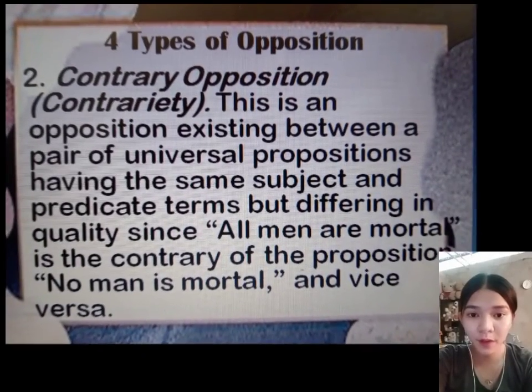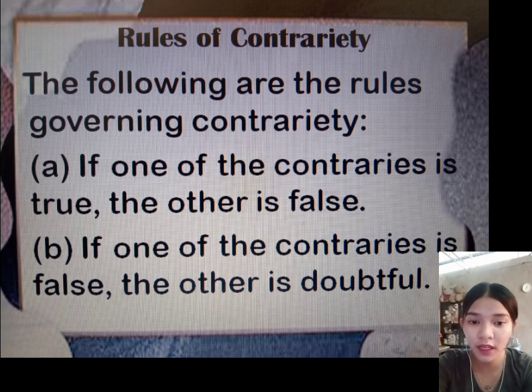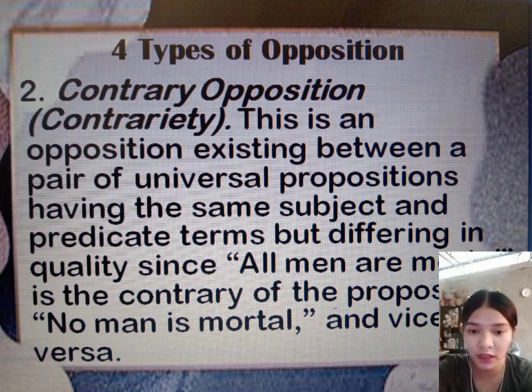Next is contrary opposition, one which exists between two universal propositions that differ in quality, two propositions with the same subject and predicates but differing in quality and having the same universal quantities. The rules: A, contrary propositions cannot be true together, and B, contrary propositions can be false together. For example, the A is all cats are dogs, so false. Then the E, no cats are dogs, so true.